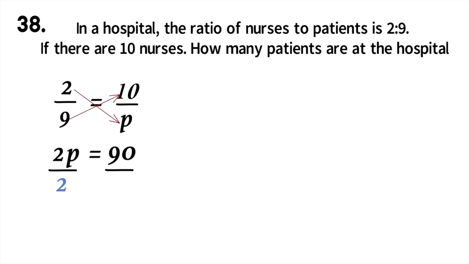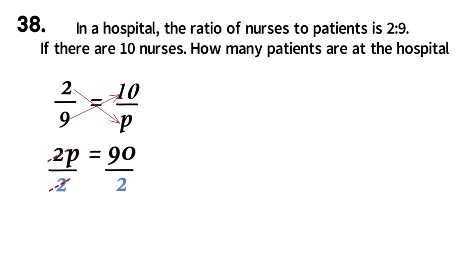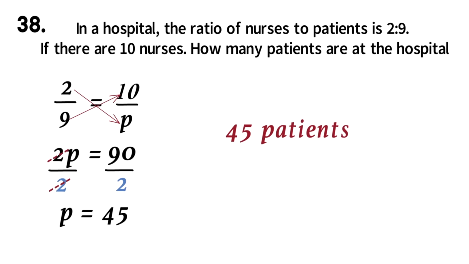We divide both sides by 2. The 2 will cancel out. 90 divided by 2 is 45. So there are 45 patients in the hospital.